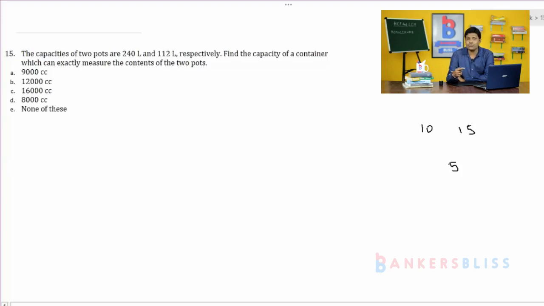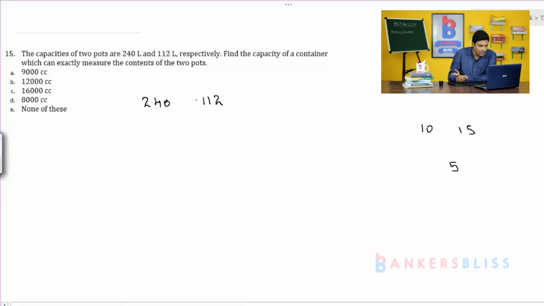Instead of 5, if you use 4, so 4 twos are 8, 2 is the remainder. Still 2 liters is going to remain in the pot. So it is not exactly divisible by 4, therefore that is not the actual container you have to take. So here you have to consider the HCF. So for 240 liters and 112 liters, you consider the HCF, which will be the capacity of a container that exactly measures the contents of the two pots.